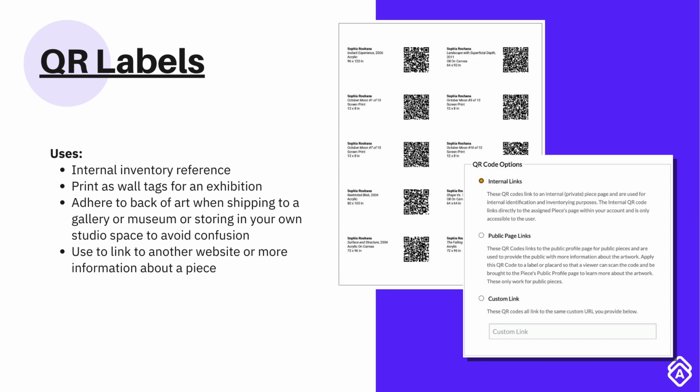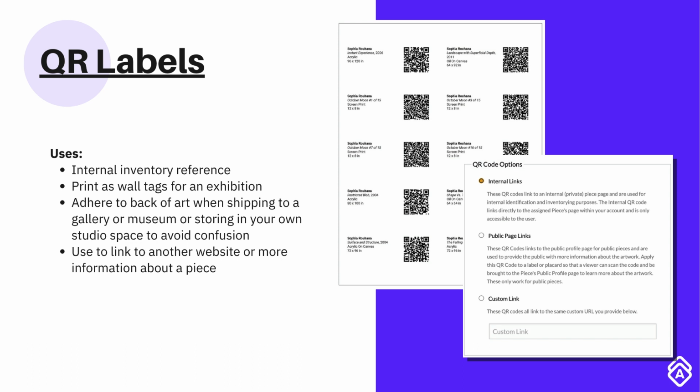This is the choice most commonly used for art shows, as it will direct anyone who scans the QR code to more information on that specific piece on your public profile. Something to remember here is that you will need to ensure whatever pieces you create QR code labels for are also marked as public, because people will not be able to see any information when scanning this QR code if it's not.